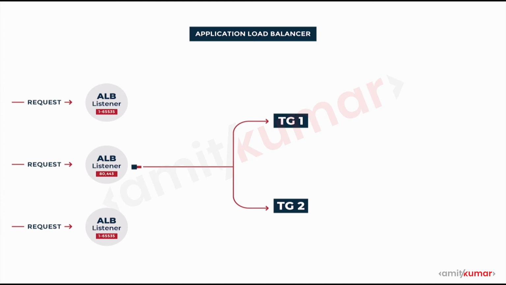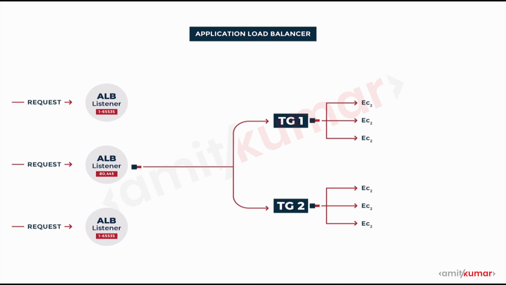Now, what is a target group? A target group, as the name suggests, is a group of multiple similar EC2 instances serving the same application traffic. Okay? So, target group 1 will have EC2 instances serving a specific target, and target group 2 will have EC2 instances serving another specific application target.